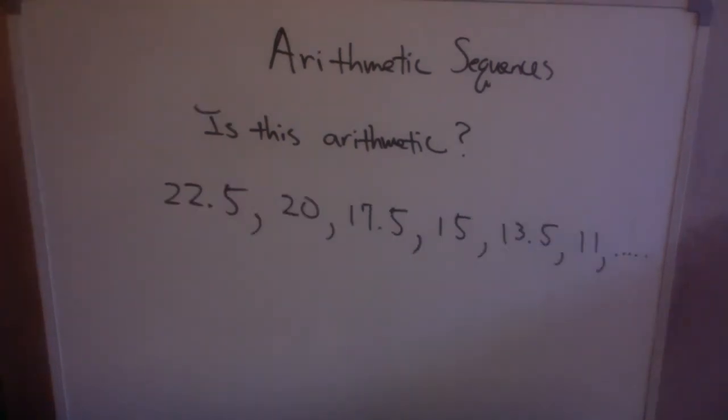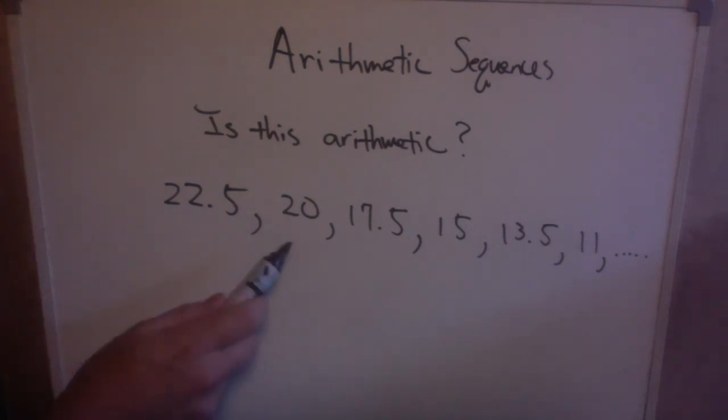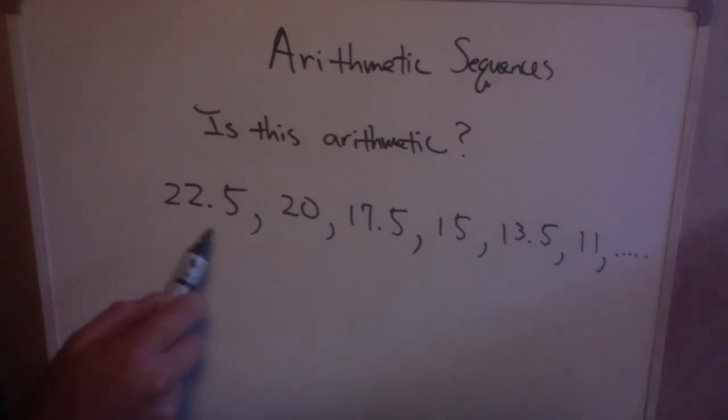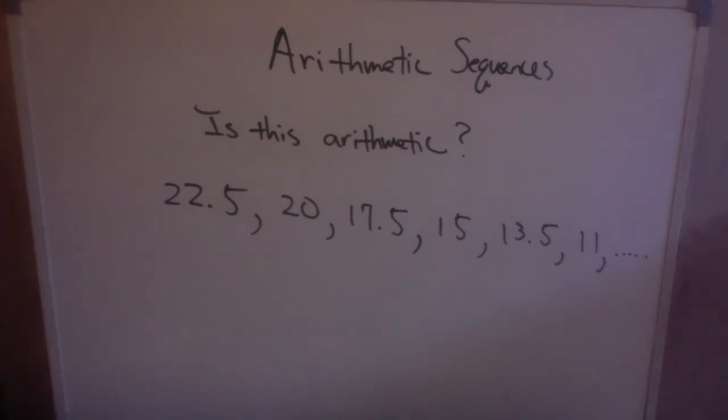Okay, we have another example. We have this sequence 22.5, 20, 17.5, 15, 12.5, and 10, and so on. So we're going to figure out if this sequence is an arithmetic sequence. Again, we take any term, and the difference between that term and its preceding term has to always be the same.